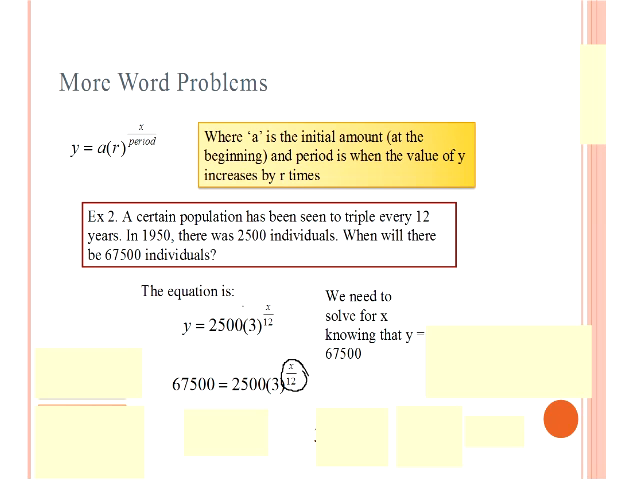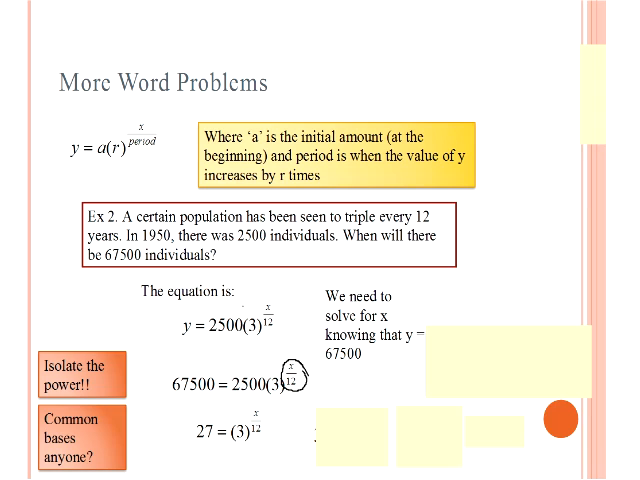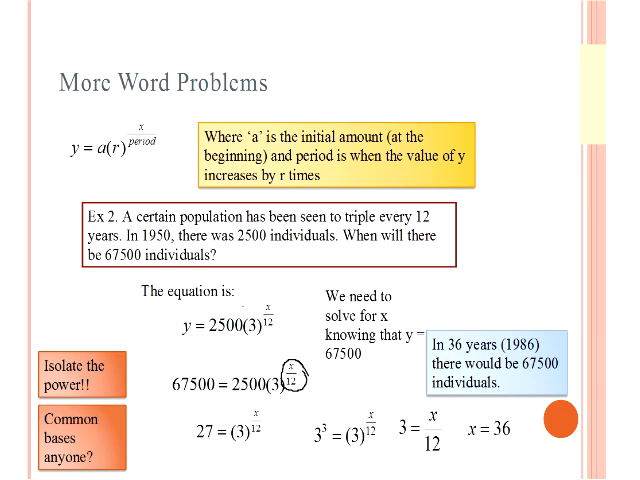And so to do so, we have to isolate the power by dividing both sides by 2,500. And look at that, it comes with a 27. Yay! Because now I can get common bases. And since my bases are the same, my exponents are the same. I multiply both sides by 12, and I get x equals 36. But x is the number of years since 1950. And so we'll see that in 1986 there will be that many individuals.